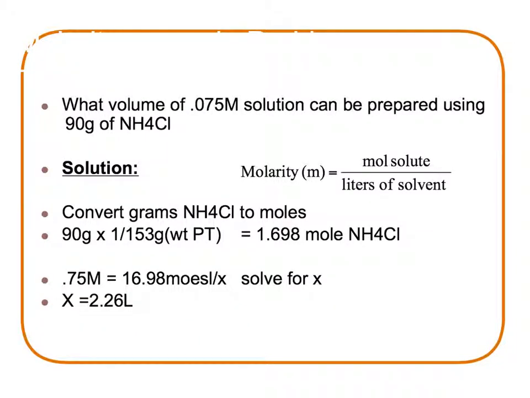On this problem, what is the volume of a 0.075 molar solution that can be prepared using 90 grams of ammonium chloride? The first thing we must do is take our 90 grams and convert this to moles. So 90 grams times 1 mole over the weight from the periodic table of ammonium chloride, and we get 1.698 moles of ammonium chloride. We're now going to plug that information into this equation.